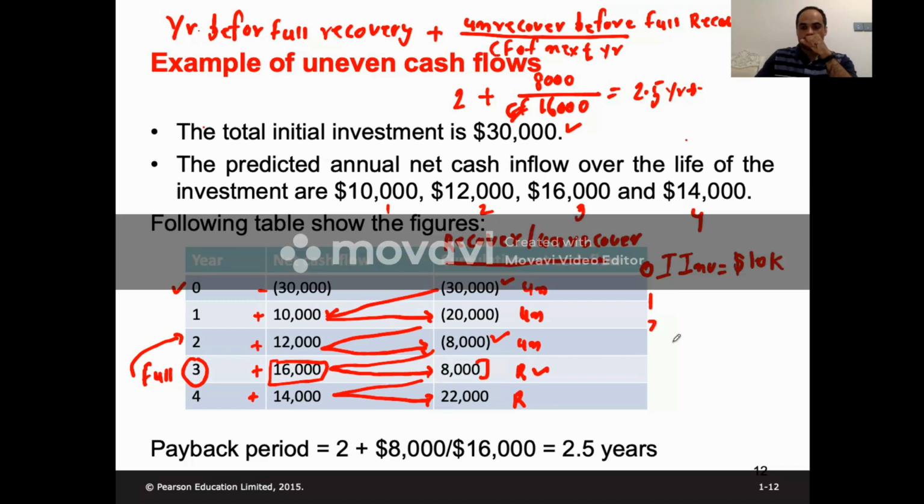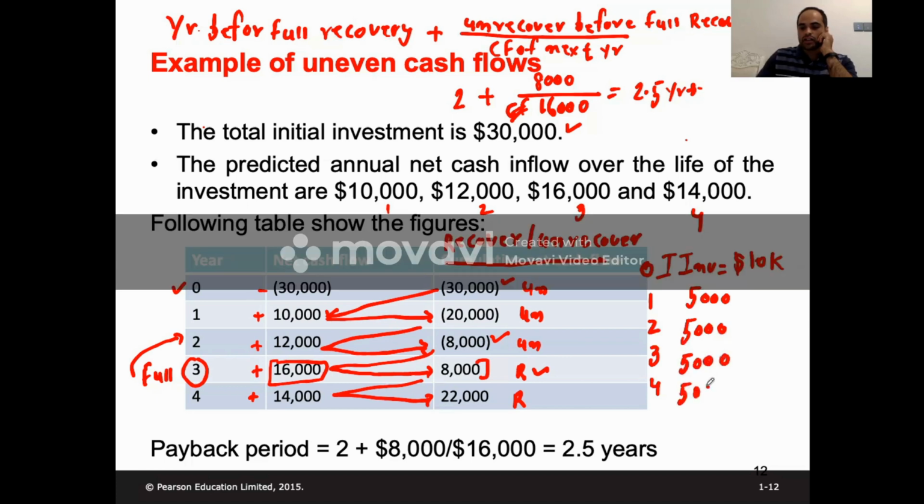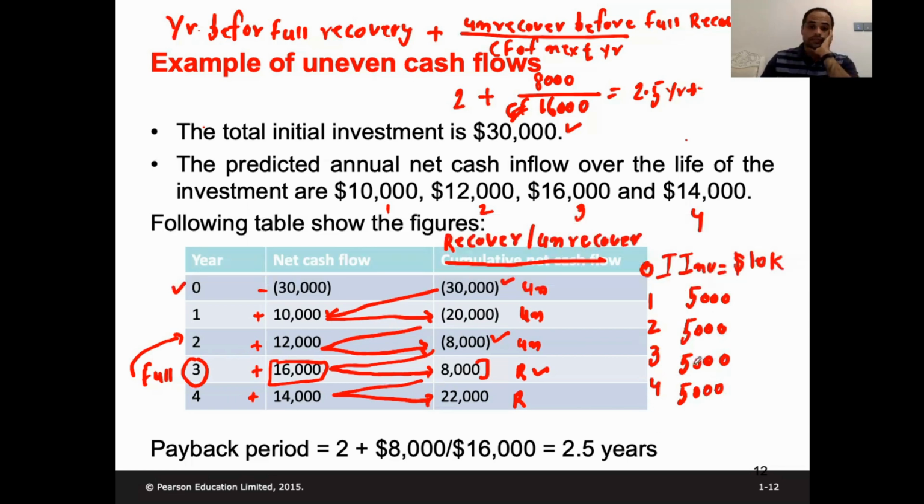1, 2, 3, 4. For example, first year you earn $5,000. Second year you earn $5,000. Third year you earn again $5,000, and fourth year you earn $5,000. Can you tell me how long this project will take to recover money? In how many years you recover $10,000?